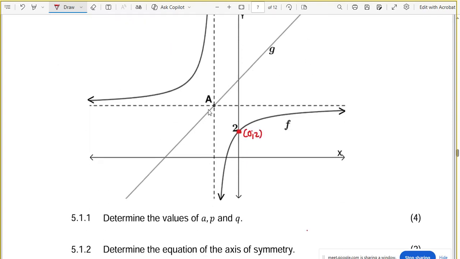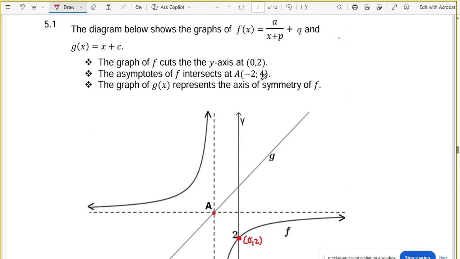So these are the asymptotes. We have the vertical asymptote at x = -2, and we have the horizontal asymptote at y = 4. The graph of g(x) represents the axis of symmetry.